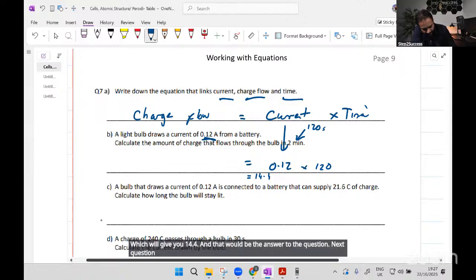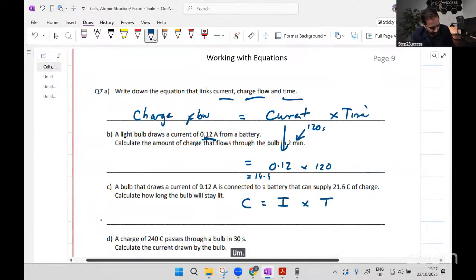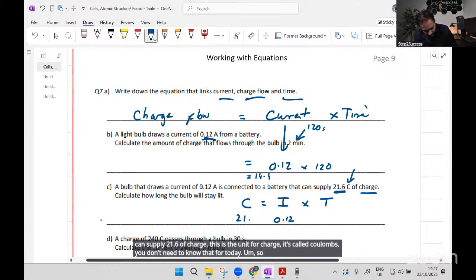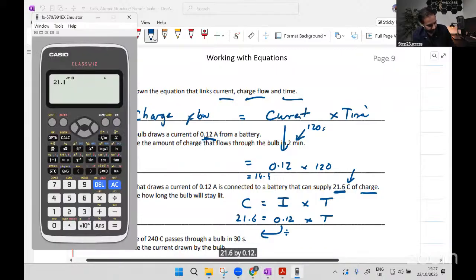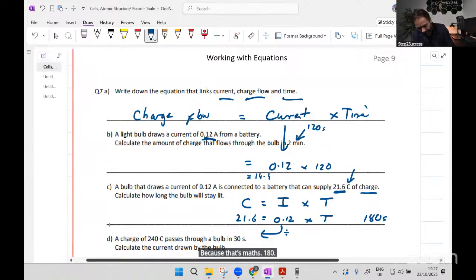Next question. Again, we're using the same equation. Charge flow, I'm going to put C, equals, the symbol for current is I, so I'm going to just put that to not have another C here. A bulb that draws a current of 0.12 can supply 21.6 of charge. This is the unit for charge. It's called coulombs. You don't need to know that for today. So I'm going to put the charge as 21.6, and we're timesing it by time. The question is how long the bulb will stay lit. In other words, what is the time? So to work out the time, we divide 21.6 by 0.12. Because that's maths. 180 seconds is the answer to the question.